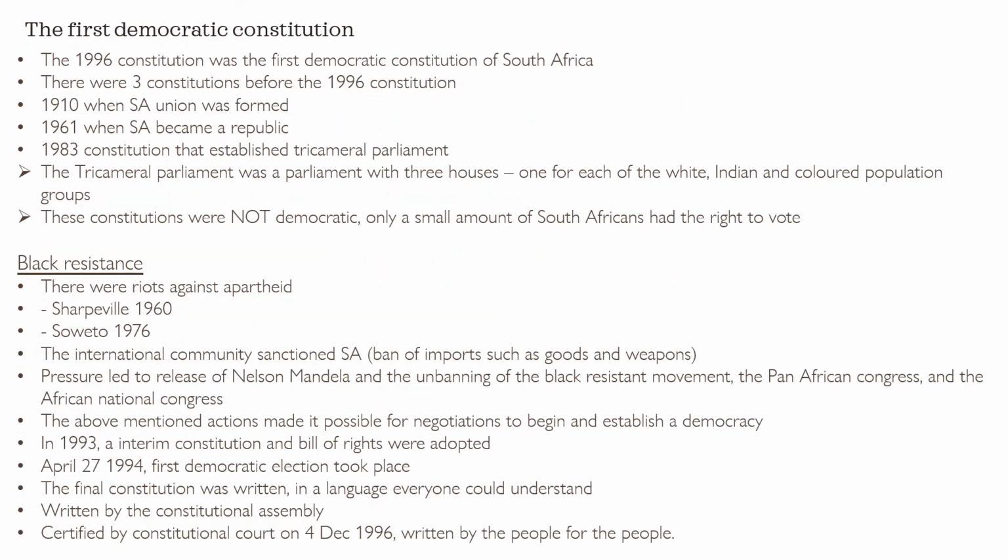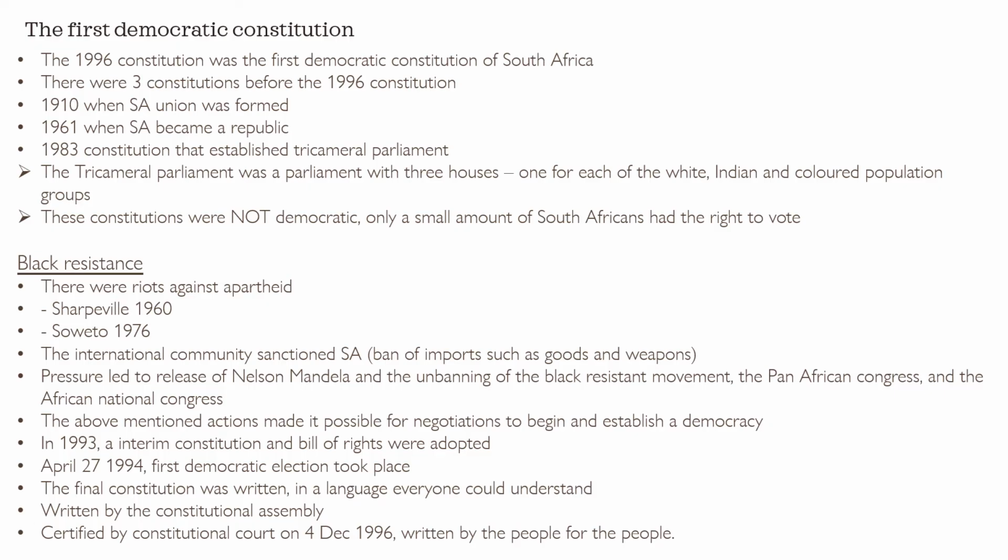And then we had the first democratic constitution. The 1996 constitution was the first democratic constitution of South Africa. There were three constitutions before the 1996 constitution, namely 1910, when the SA Union was formed, 1961, when SA became a republic, and 1983, the constitution that established the tricameral parliament. The tricameral parliament was a parliament with three houses, one for each of the white, Indian, and coloured population groups. These constitutions were not democratic. Only a small number of South Africans had the right to vote.